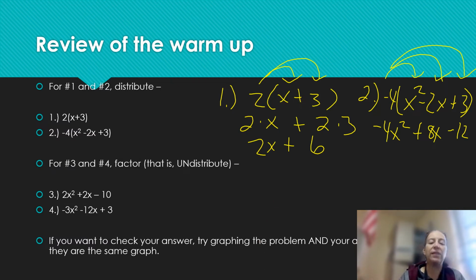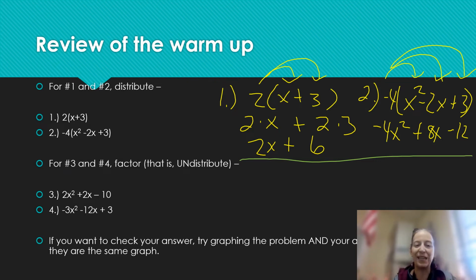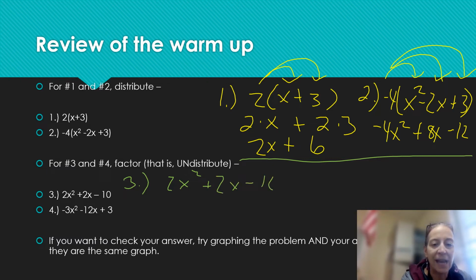So what we're going to do in the second part here is undistribute. Now, undistributing is not really a word, okay? It kind of gives you the idea of you're going backwards from the distribution. The correct word is factor, and what you're looking for is what's called a common factor. So in number 3, we have 2x squared plus 2x minus 10. So the question there is, what was it that got distributed in there?